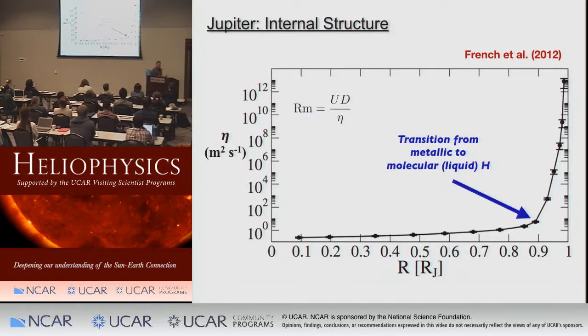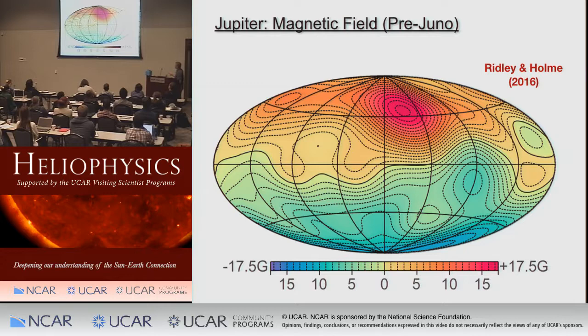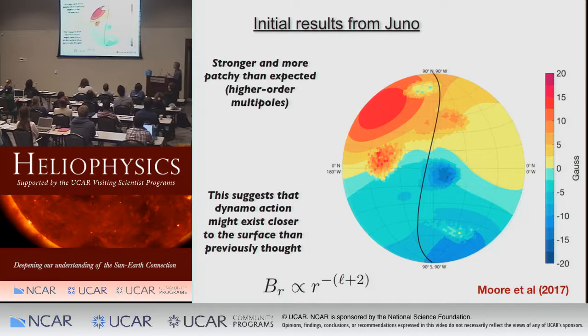This is what its field looked like pre-Juno, from 2016, just before the Juno spacecraft visited Jupiter. This is extrapolated to the surface, or one radius of Jupiter. The initial results from Juno say that it's somewhat stronger than previously thought, and it's patchy.